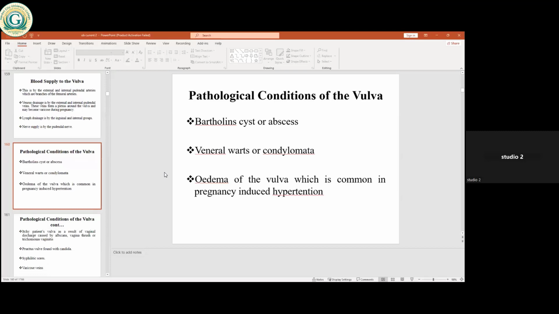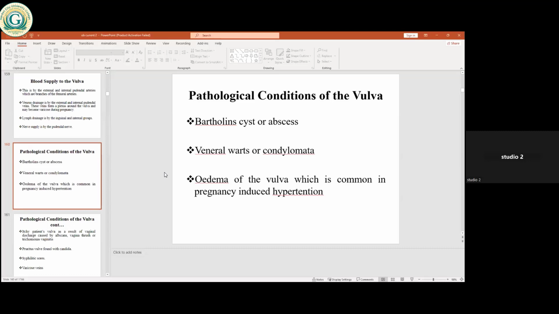One, the Bartholin's glands, which can easily get infected. We call the infection of the Bartholin's glands a Bartholin's cyst or abscess. The vulva can also have what we call vulvar warts, or condylomata.